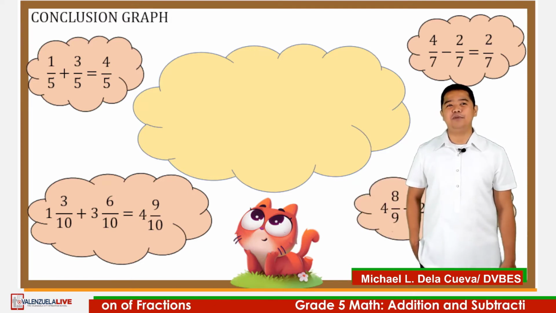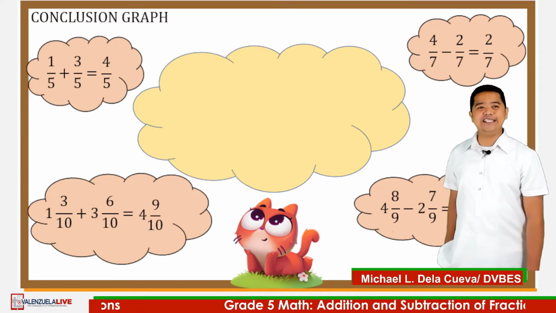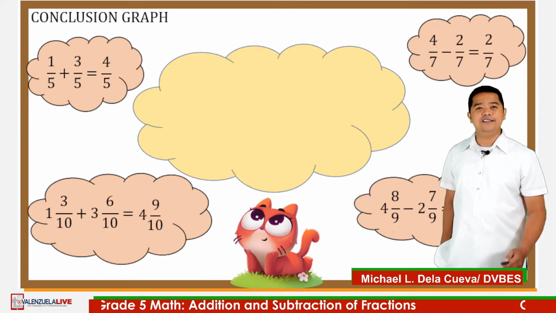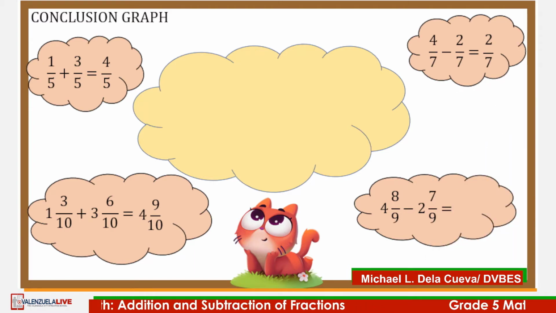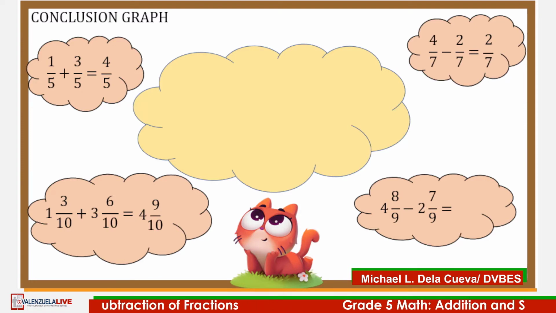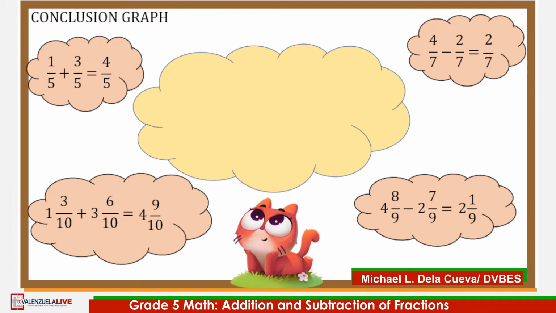And the last example is 4 8/9 minus 2 7/9. So what is the answer? Very good. Let us subtract the numerators. 8 minus 7 is equal to 1. And then copy the common denominator, which is 9. Subtract the whole number. 4 minus 2 is equal to 2. So the final answer is 2 1/9.